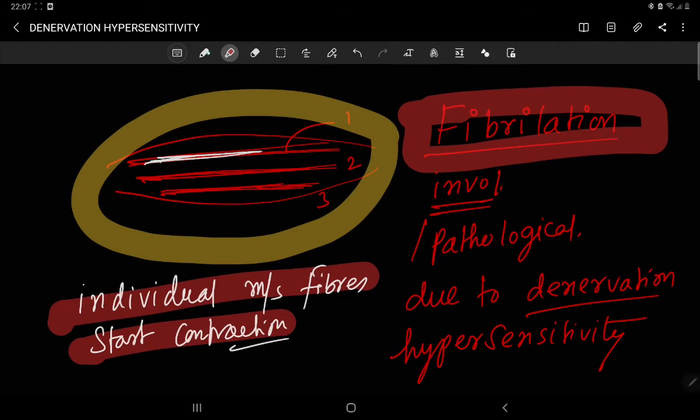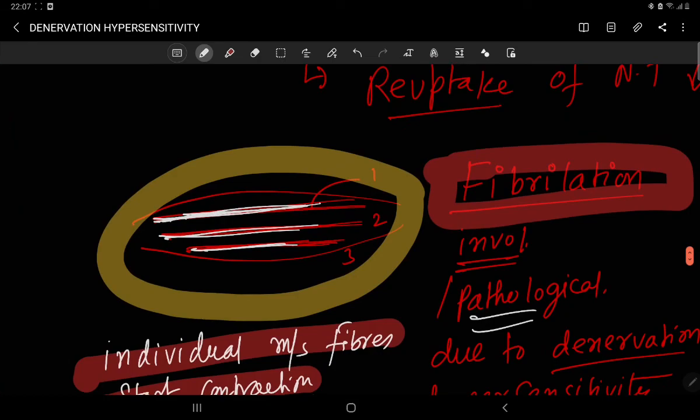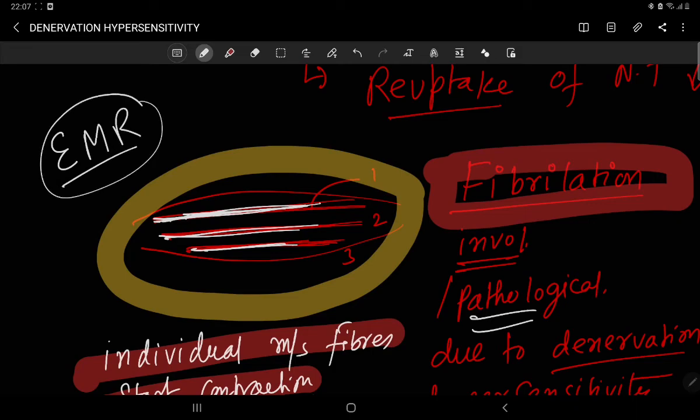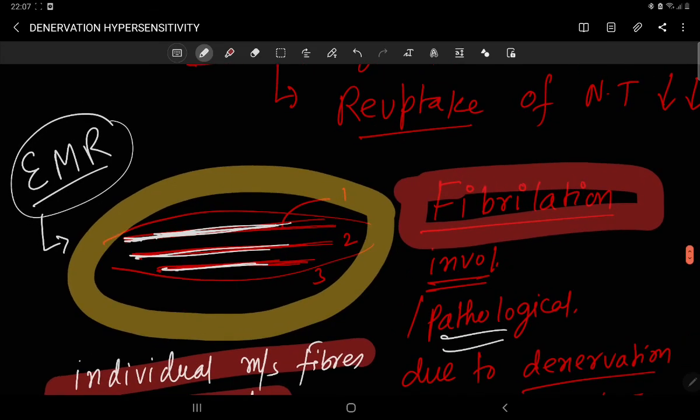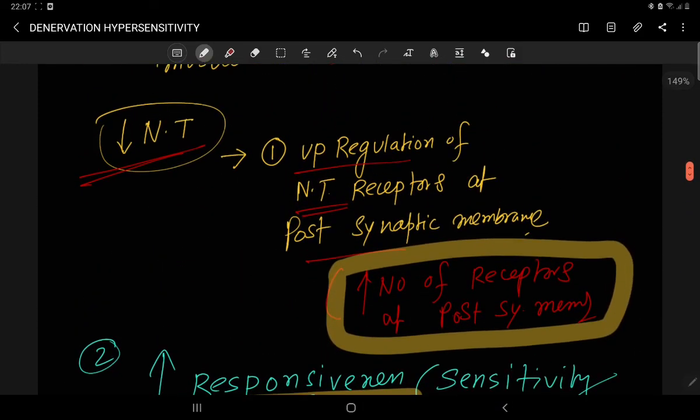The muscle is now contracting such that each and every muscle fiber is contracting separately, individually. Now the muscle is not contracting like a motor unit. Okay, so this is something pathological, and this is due to denervation hypersensitivity. Obviously you can detect the contraction of each and every muscle fiber via electromyography recording, EMG. You can detect your fibrillation via electromyography recording. So this is about denervation hypersensitivity.